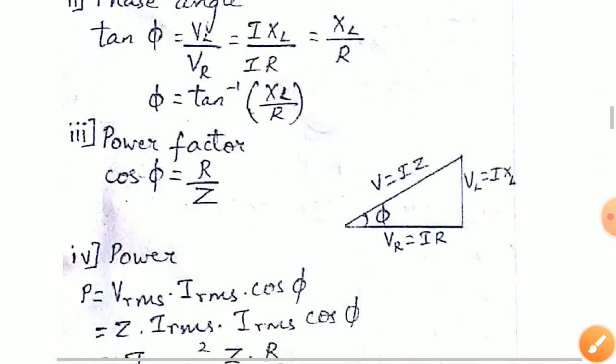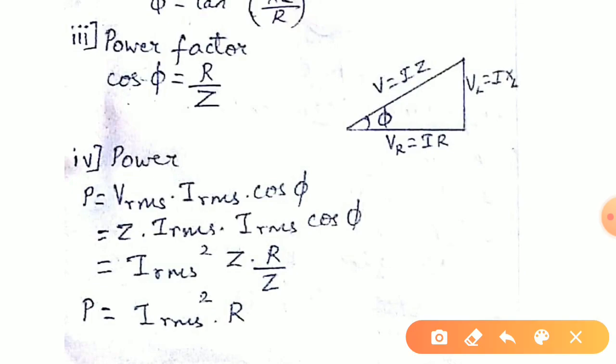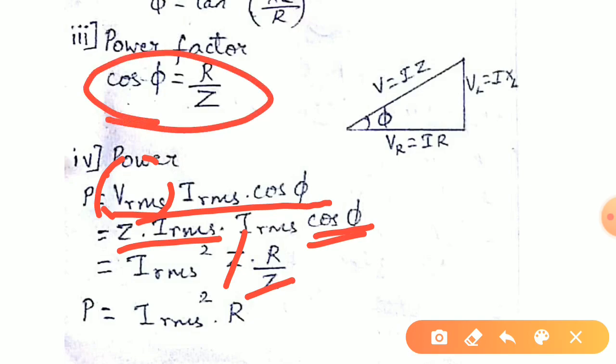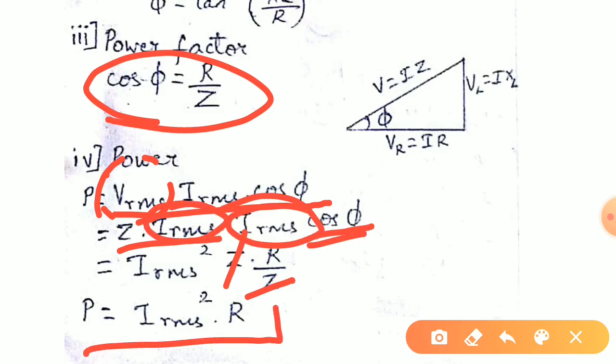Now if we need to find out power across an RL series circuit, then P is equal to VI cos phi, or in terms of VRMS and IRMS, cos phi. If we substitute VRMS as Z into IRMS, and substitute the value of cos phi that we got, R by Z, Z and Z cancel out. We have two IRMS terms, we multiply and we get P is equal to IRMS square into R.